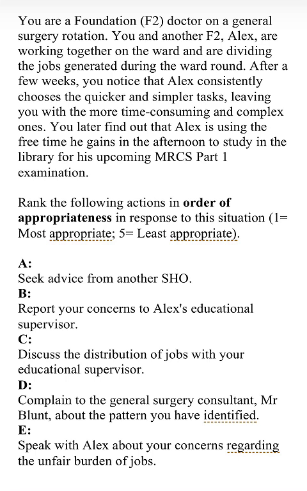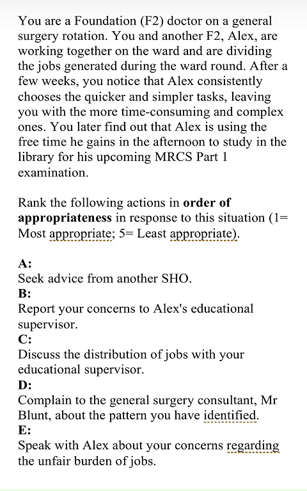You later find out that Alex is using the free time he gains in the afternoon to study in the library for his upcoming MRCS Part 1 examination. Rank the following actions in order of appropriateness in response to this situation.